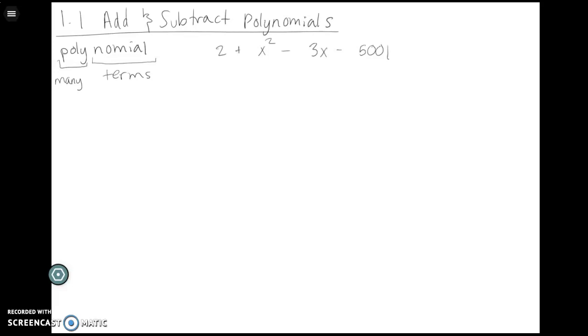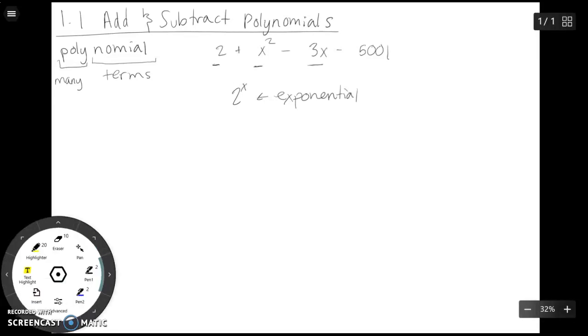An important thing about the terms of a polynomial is that the terms have to be constants, like 2, or powers of x, like x squared, or x to the 5th. Something like this, where it's a power of x with a coefficient, that's also okay for a polynomial. Things that aren't polynomials that you might have seen are things like 2 to the x. That's an exponential, not a polynomial. So let me just put a big X through that so that we don't get confused. That is not a polynomial.